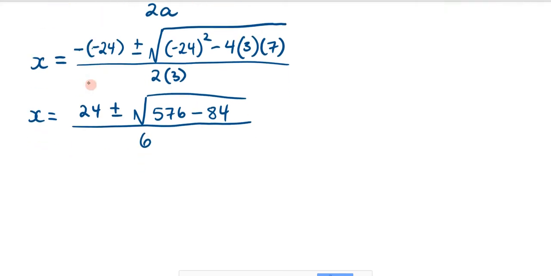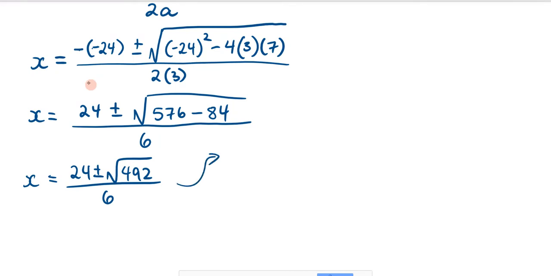Okay. Next step, let's start simplifying some more. So 24 plus or minus the square root of 576 minus 84 is 492. That's the square root, divided by 6. Okay. Now here's where we break it up into 2. We're going to say here x equals 24 plus the square root of 492 divided by 6.